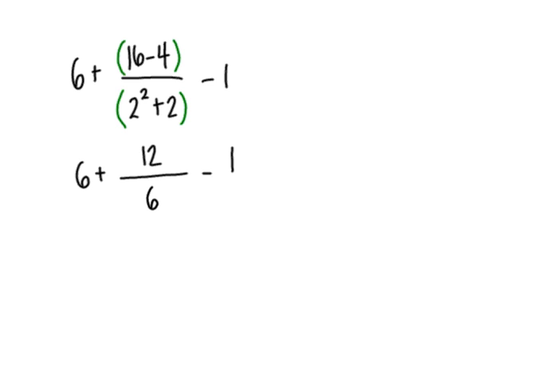Our next line says 6 plus 12 divided by 6 minus 1. I know that division comes next, so 12 divided by 6 would give me 2, and 6 plus 2 is 8. 8 minus 1 is 7.